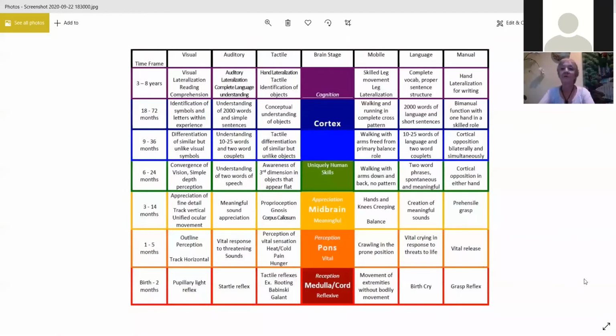Now, if you go over one more box to the other side of the midline there at that pons level, that's that crawling baby, the baby that's on their tummy moving forward. And this crawling activity is going to support what we've just talked about. The baby that crawls has better horizontal eye tracking. The baby that crawls, we're going to be bringing down their responsiveness to threatening sounds or perceived threatening sounds. The baby that crawls, we can provide sensory programs that will support the crawling and help bring that pain threshold into a range of normal.